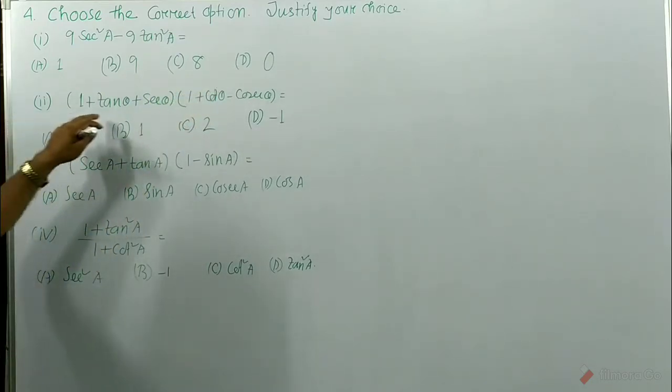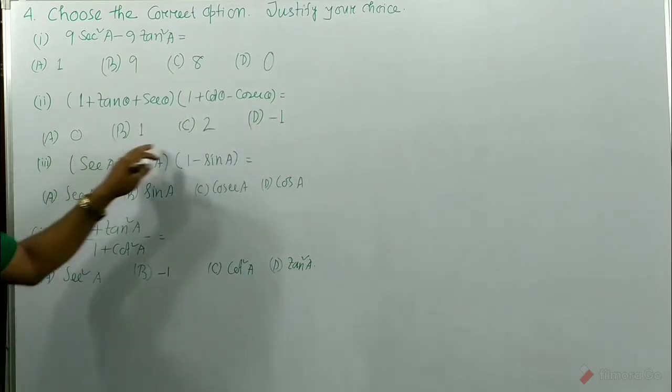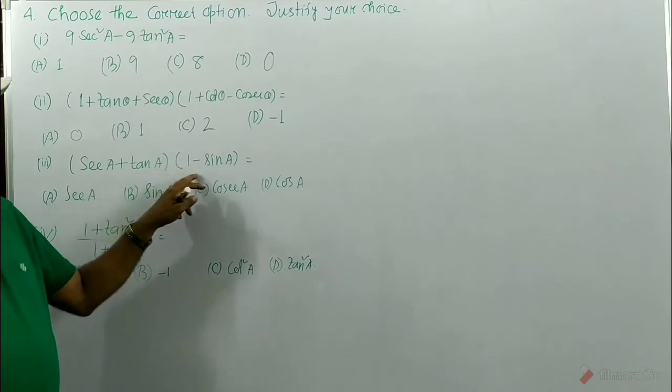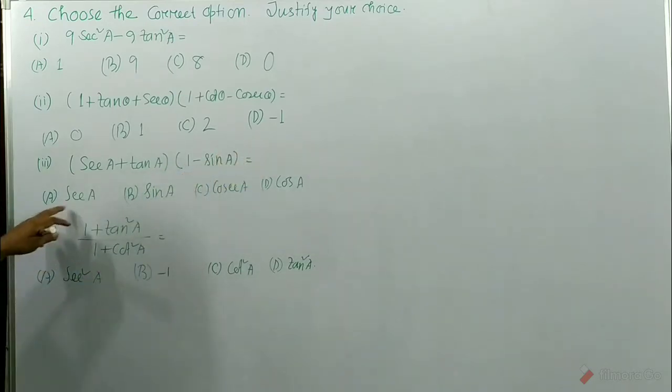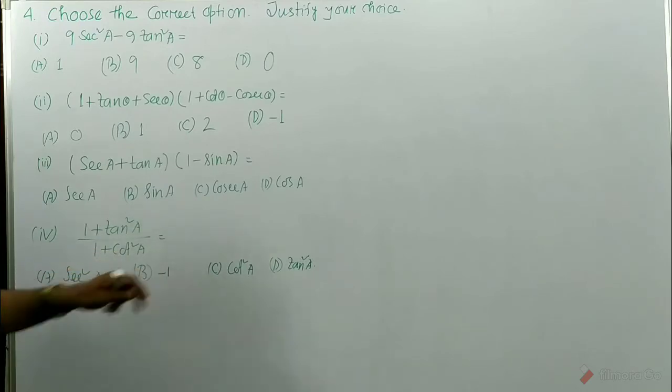And number 2, (1 plus tan theta plus sec theta) into (1 plus cot theta minus cosec theta). These are the options given: A, B, C, D. And number 3, (sec A plus tan A) into (1 minus sin A). These are the options given. And number 4, (1 plus tan square A) by (1 plus cot square A). And these are the options given.